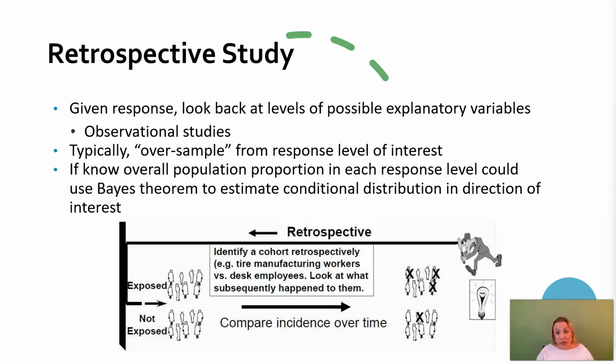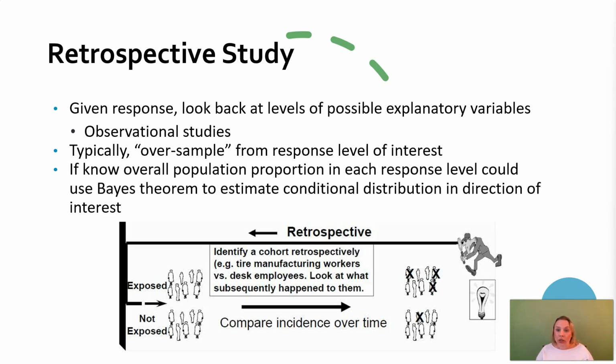When we do a retrospective study, you're given a response and you look back at the levels of possible explanatory variables. These are often called observational studies. Typically, you're going to oversample from the response level of interest. So if you know the overall population proportion for each response level, you can use Bayes' theorem to estimate the conditional distribution in the direction of interest.